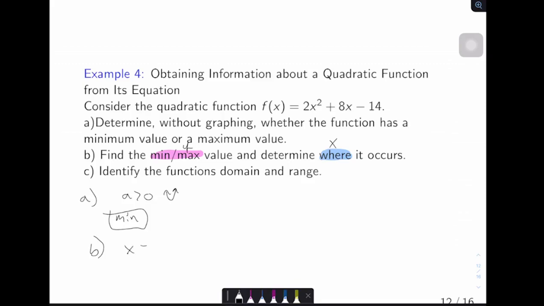So our x will be equal to the opposite of b, so that's negative 8 over 2 times 2, over 2a, so x is simply negative 2, because that's 8 divided by 4, which gives you negative 2. Where it happens will be the y. So our y is going to be equal to 2 times negative 2 squared plus 8 times negative 2 minus 14.